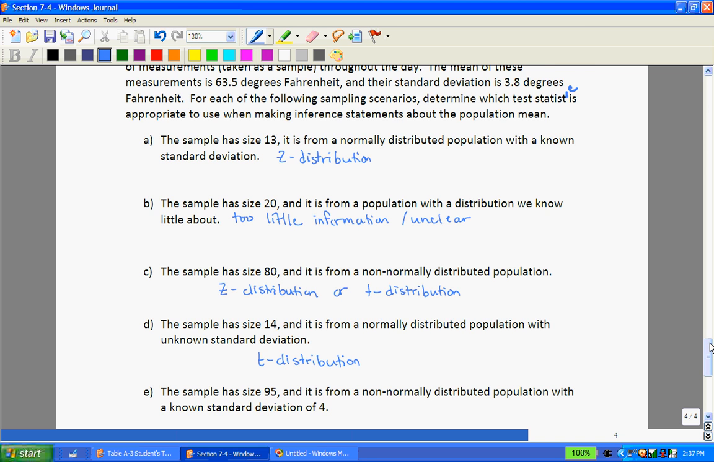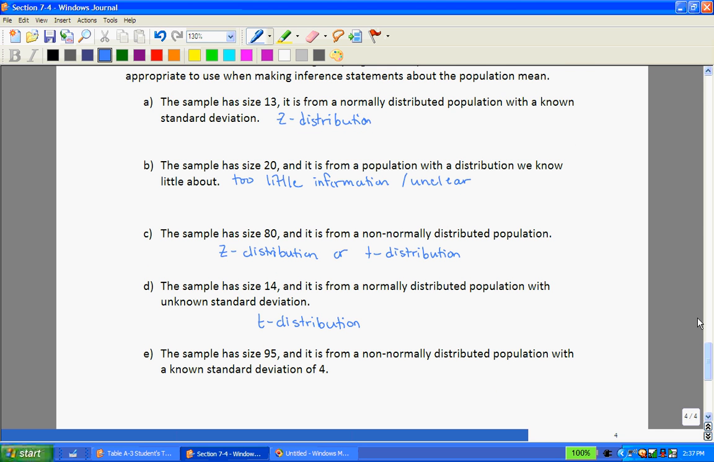Okay, and finally, E. The sample has size 95, and it is from a non-normally distributed population with a known standard deviation of 4. Do I know the standard deviation? Yes, they told us it was 4. So this is z.